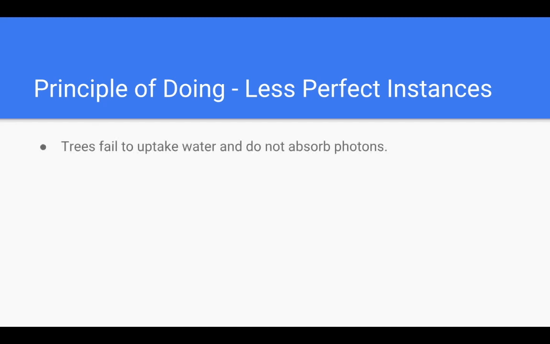What about a tree that fails to uptake water and does not absorb photons so as to be able to nourish itself? We would say that's a bad tree. It's not doing the things that the nature of a tree has designed it to do for it to flourish, and because of that, it's not flourishing.